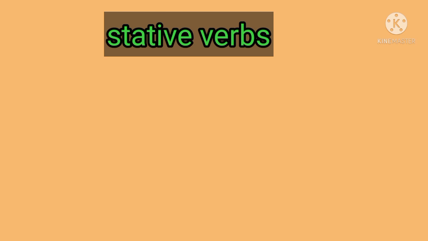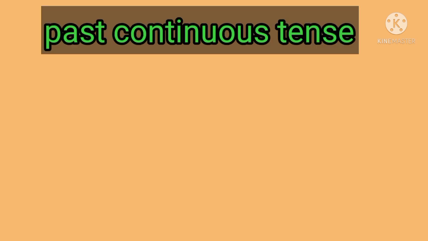Now let's try to understand past continuous tense. Once we've understood the present continuous tense, it's very easy for us to understand past continuous tense. All we need to do to learn the past continuous tense is to learn present continuous tense, because once we change the auxiliary verb in the present continuous tense with its past form, the tense automatically becomes past continuous tense.